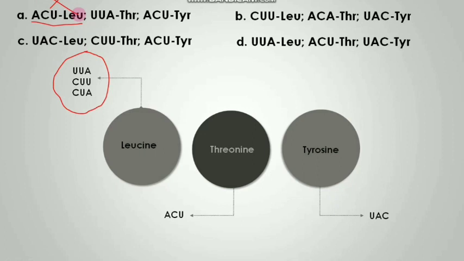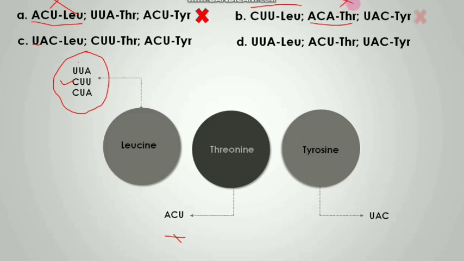Now coming to option B. Option B is saying CUU is leucine. We can see that CUU is here in the leucine codon list. And now we have to see the threonine. It is saying ACA as the threonine, but we know that ACU is threonine in our list. So we can just tick it as wrong.